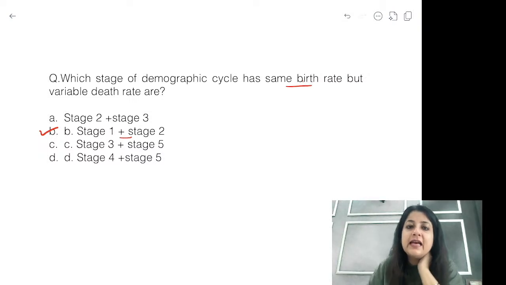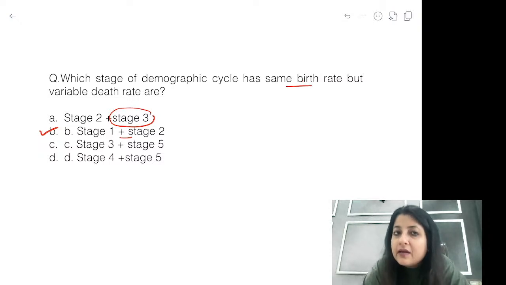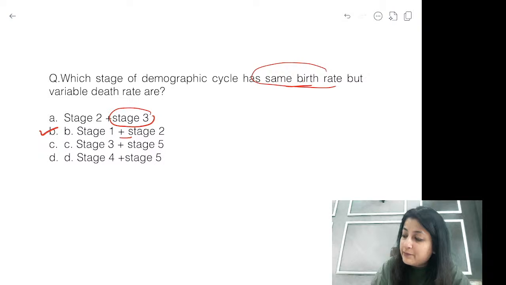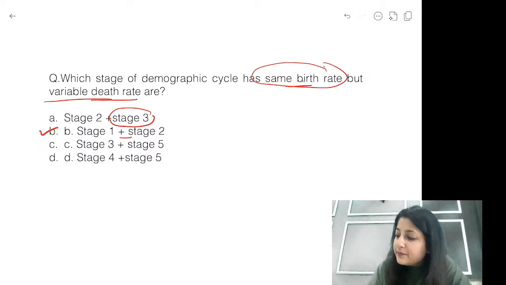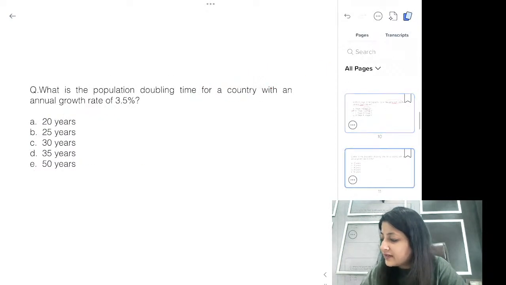बहुत सारे बच्चों ने लिख दिया है stage 2 and stage 3. बच्चे, stage 3 में birth rate same नहीं रहता, birth rate starts to decline. But I have asked you which stage has the same birth rate but variable death rate. So we all know that birth rate is the same in stage 1, and that's in stage 2 also, and death rate is variable in stage 2 also. So that's how they can trick you instead of asking you directly.